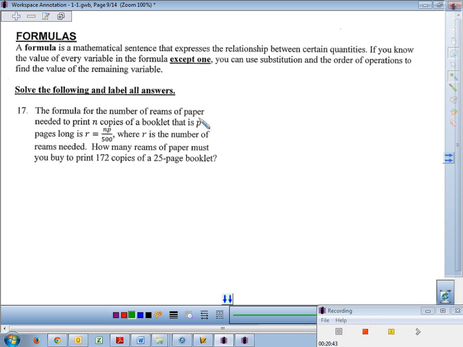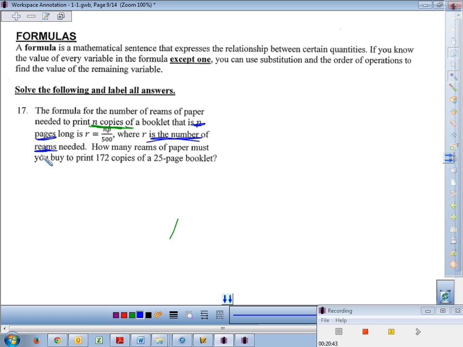So the formula for the number of reams of paper, you need to print n copies of a booklet. So they just told you what n stood for. N is the number of copies. That is P pages. They just told you what P stands for. P stands for pages. Right? That's reading for information. And here's the formula. It's got an R in it also. Right after that, they tell you what R stands for. R is the number of reams. There should be no assuming of what the variables stand for. They are supposed to tell you what they stand for.